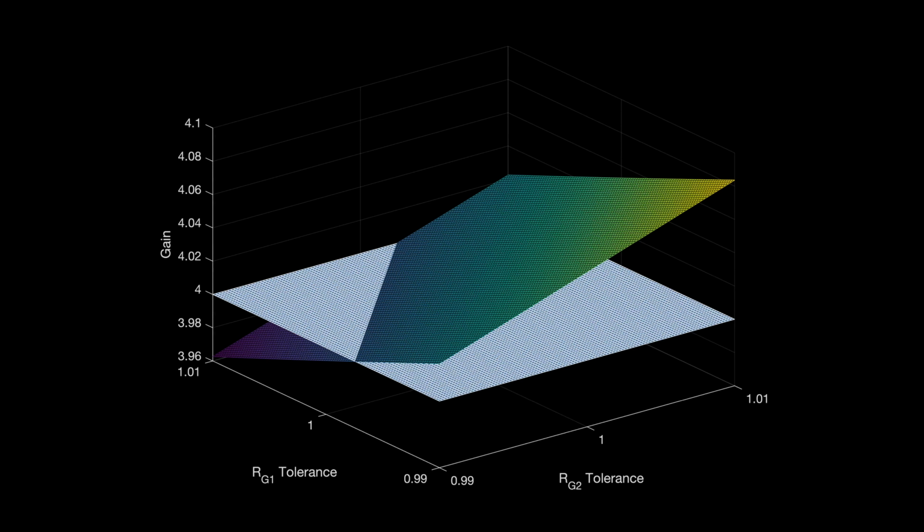Here I show the effect of the nominal tolerance of the gain setting resistors on gain. The tilted plane is the gain based on resistor values in the tolerance range. The flat white plane is the target gain of 4. If RG1 is high and RG2 is low, our gain is less than 4. If we assume that the resistor values are uniformly distributed in their tolerance bands, which is a simplification, this has about a 20% chance of occurring.